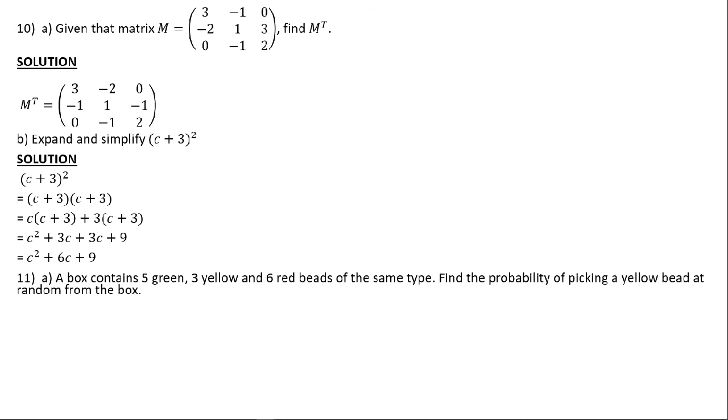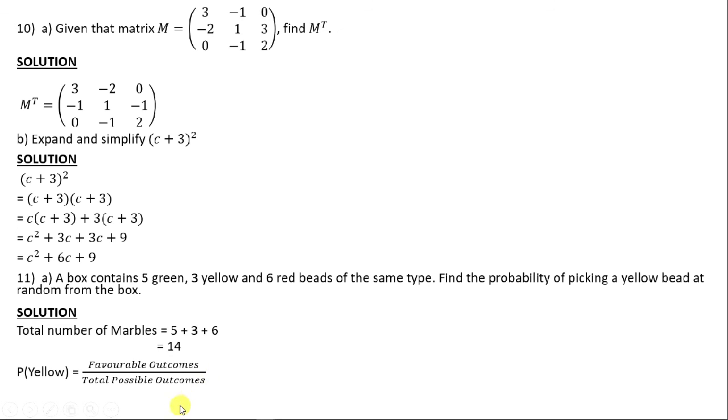What are they looking for? They are looking for the yellow beads. What is the probability of picking a yellow? Yellow is 3. So our probability will be equal to favorable outcomes over total possible outcomes. We've already added 5 plus 3 plus 6, giving us 14 beads in the box. What is the favorable outcome for picking a yellow? 3. Total possible outcomes, 14. Therefore, the probability of picking a yellow is 3 over 14. We continue.